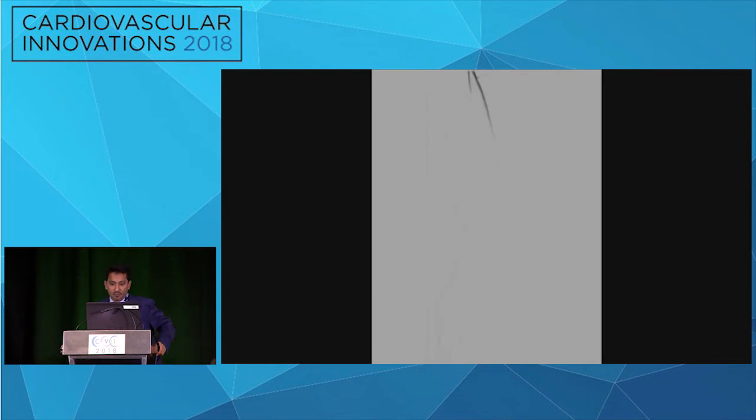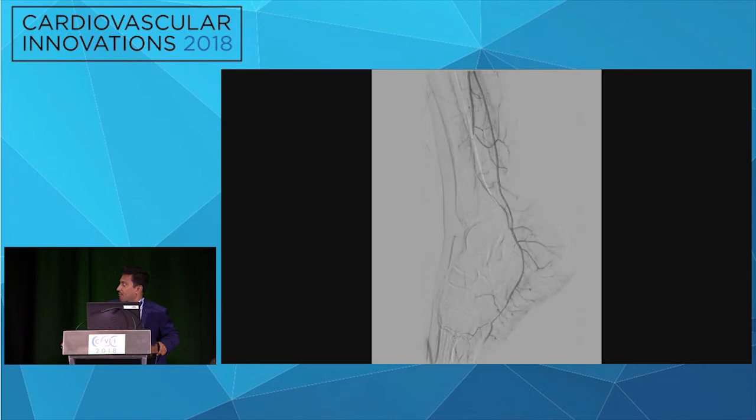And then of course this is the outflow. So basically, this is the end result. What I have is I do have flow there, obviously not antegrade. I do have retrograde flow from the pedal, from the PT. So at that time, I thought, let's give it a chance. Let's see how he does.